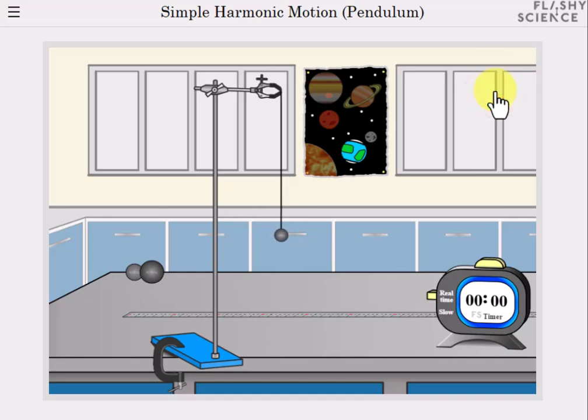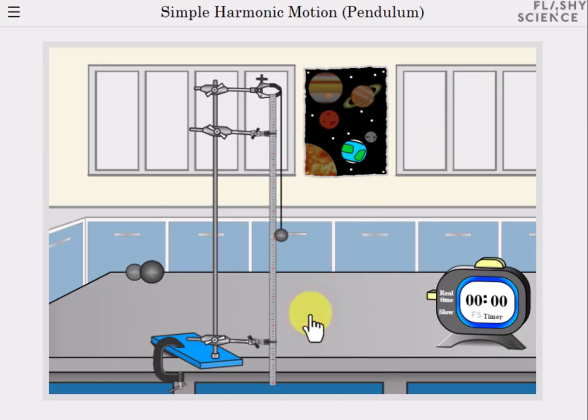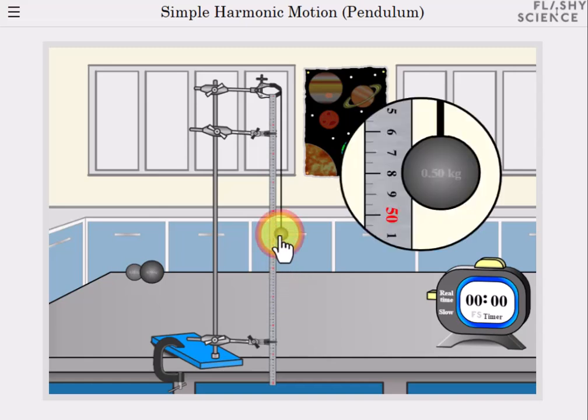The length of the pendulum can be changed. First, click on the ruler and it will move so that the length of the pendulum string can be measured. Then click and hold on the pendulum mass. This will show a zoomed view of the mass and ruler with the distance shown in centimeters.